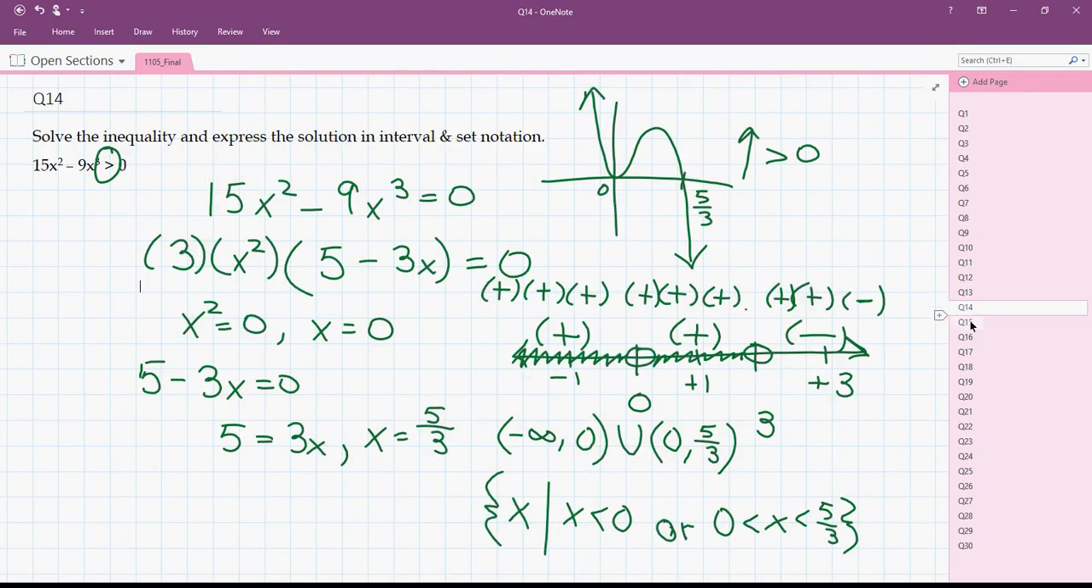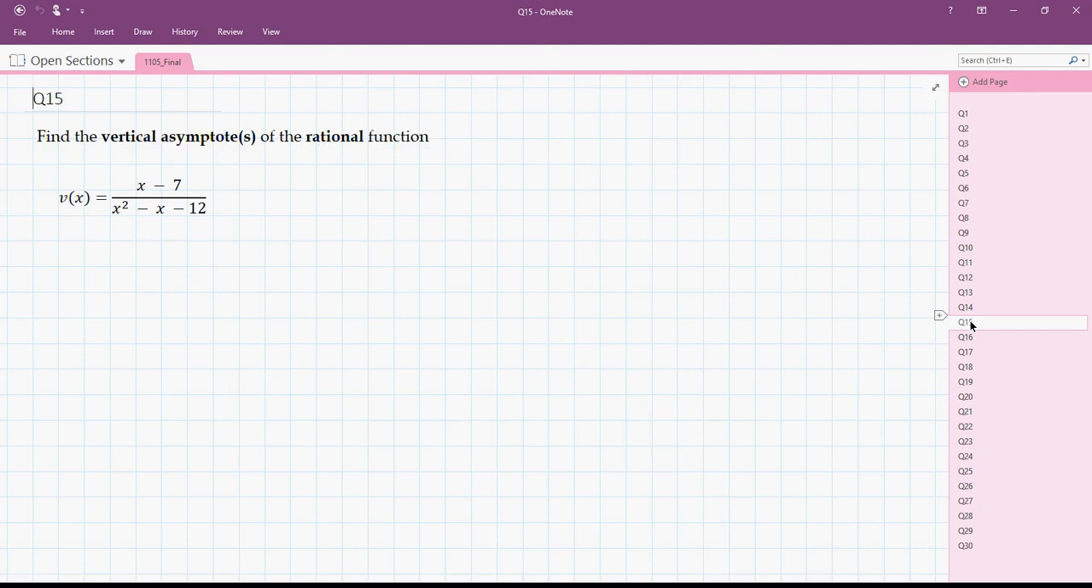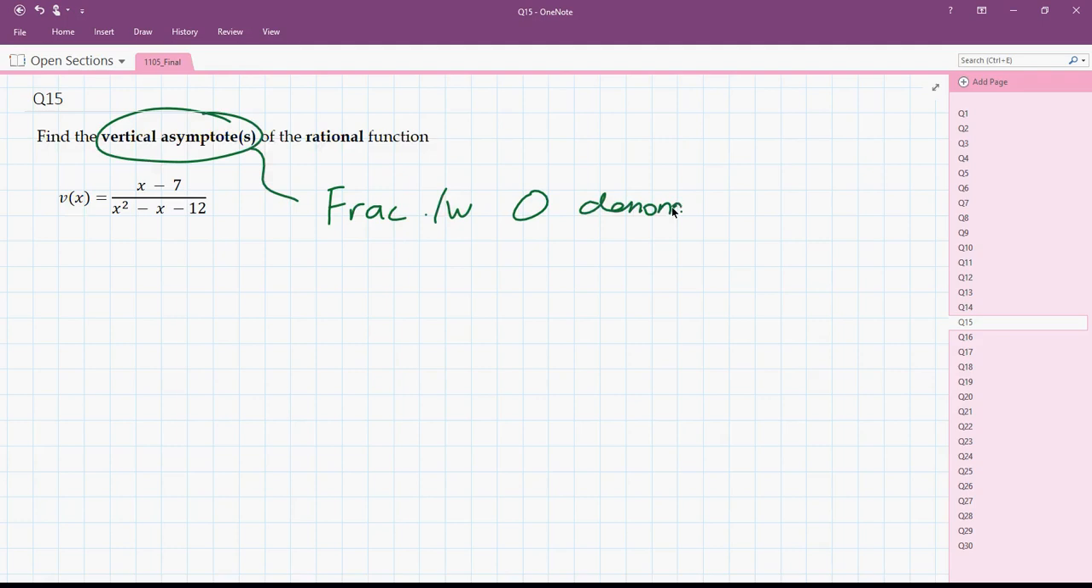And question 14 we did. Question 15, find vertical asymptotes. So, for vertical asymptotes, you're looking for a fraction with a 0 denominator, because every time you divide by 0, you're going to wind up with a vertical asymptote.